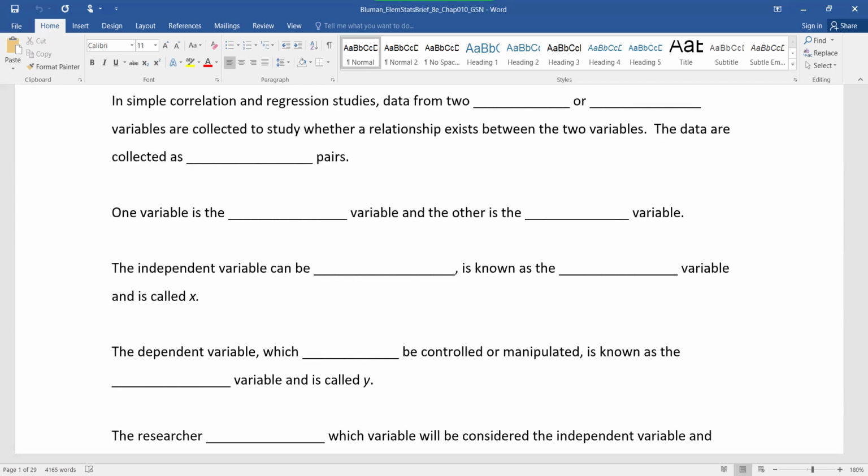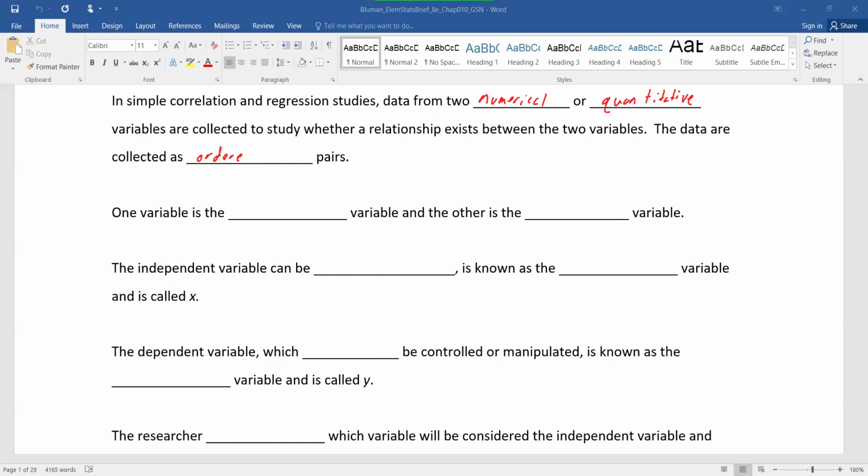So in simple correlation and regression studies, data from two numerical or quantitative variables are collected to study whether a relationship exists between the two variables. Remember, quantitative is still numbers. We cannot do a correlation on qualitative data, because we can't put words in a graph. We only have numbers, so it's either numerical, also known as quantitative. The data are collected as ordered pairs.